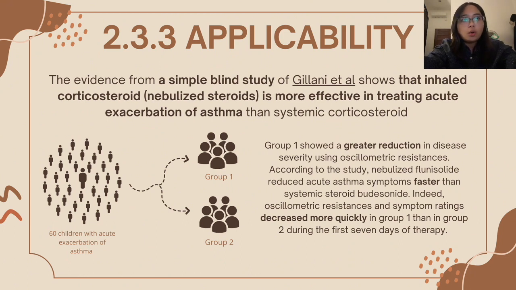Group 1 showed a greater reduction in disease severity by using oscillometric resistance, and according to the study, nebulized flunisolide reduced acute asthma symptoms faster than systemic steroid budesonide. Indeed, oscillometric resistance and symptoms rating also decreased more quickly in Group 1 rather than in Group 2 during the first 7 days of therapy.